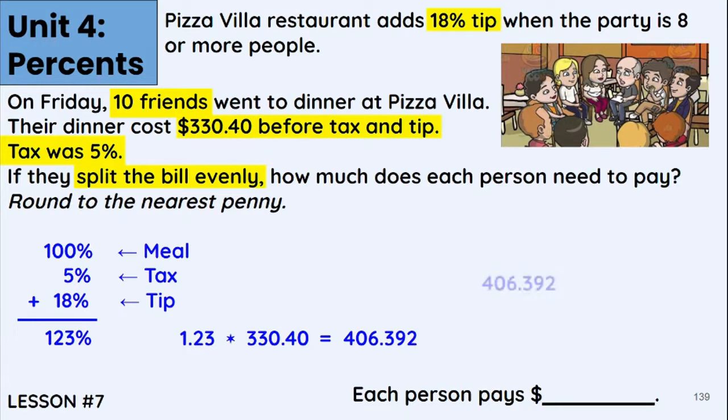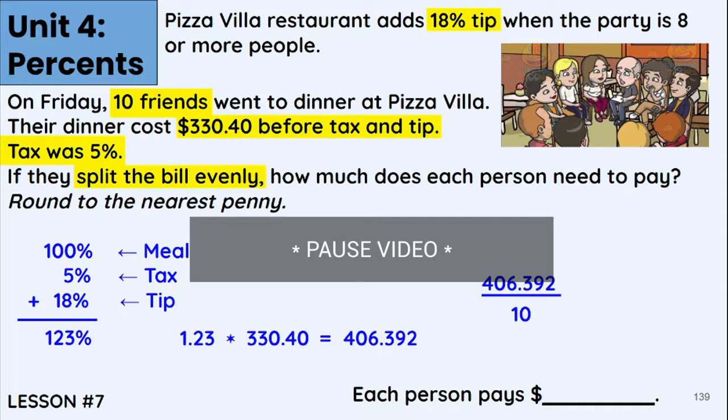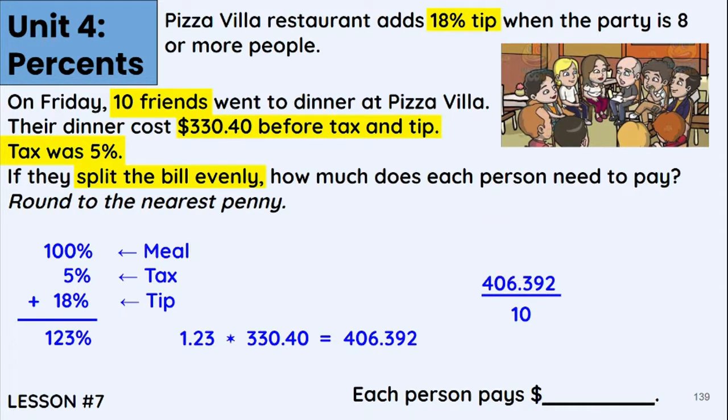We still need to split the bill evenly into 10 parts, and that's division. So go ahead and split that bill into 10 parts by dividing by 10. Okay, so now we're at the end of the problem and we can round to the nearest penny. Each person should pay $40.64.